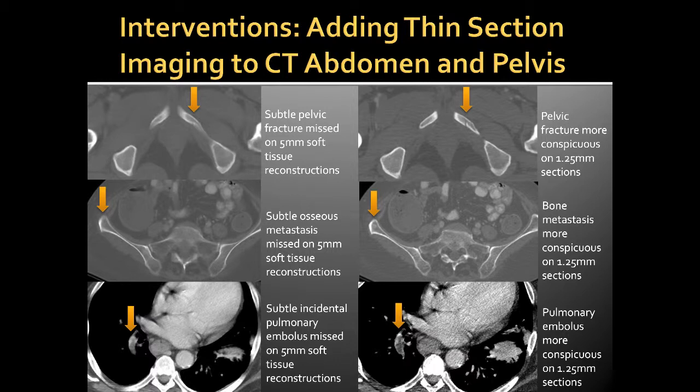When I was at the University of Virginia, we identified a series of missed cases that helped us develop a systematic intervention. There were subtle pelvic fractures missed on 5mm soft tissue reconstructions, subtle osseous metastases missed, and incidental pulmonary emboli missed. The contributing factor was that they were difficult to see on the 5mm reconstructions. So we started doing 1.25mm reconstructions for all of our CT abdomen pelvis studies. The pelvic fractures then became more conspicuous, as did the osseous metastases, the pulmonary emboli, and subtle liver metastases.